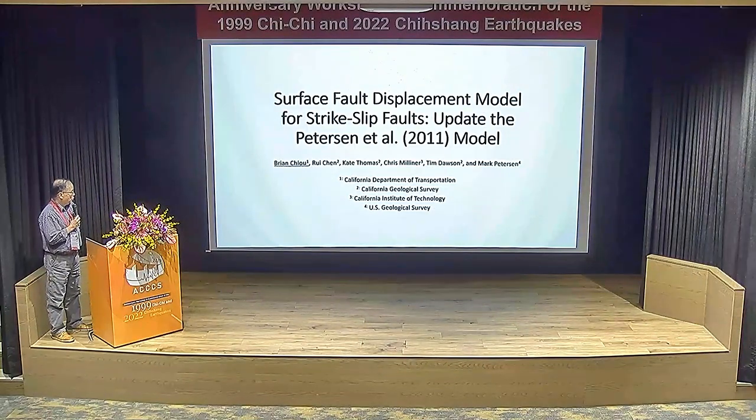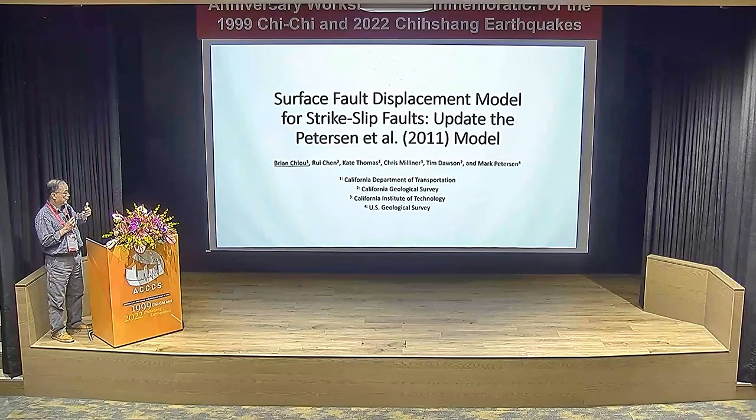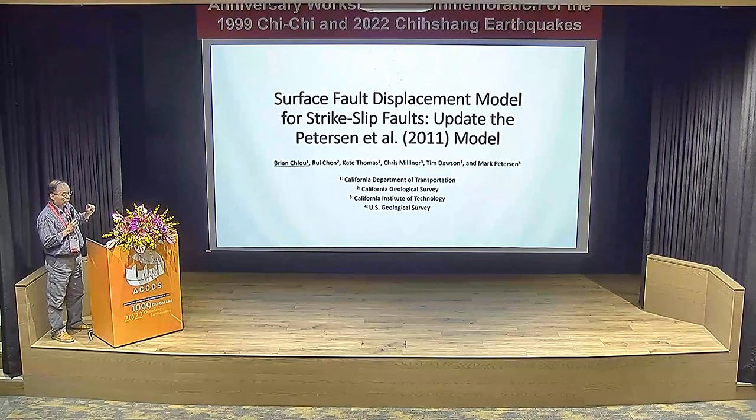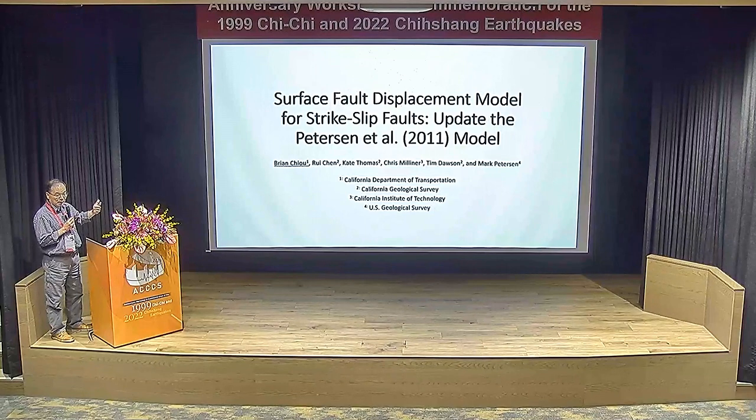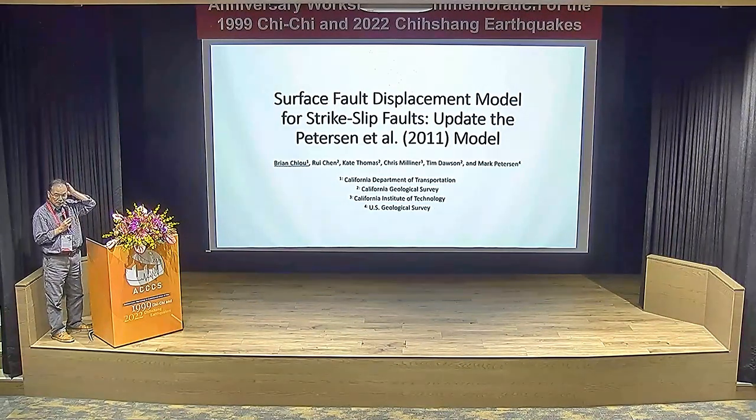Kate Thomas, who's a GIS specialist, helped us with a lot of data preparation, and she also developed an automated method to construct the main rupture trace. That really helped us reduce the manual effort to construct the rupture trace. And Chris Milliner has worked a lot on using satellite data to look at fault displacement hazard. I think he's a postdoc at Caltech now, right?